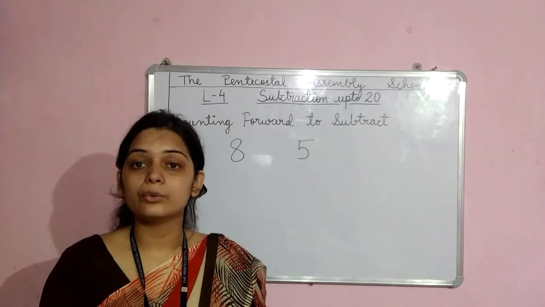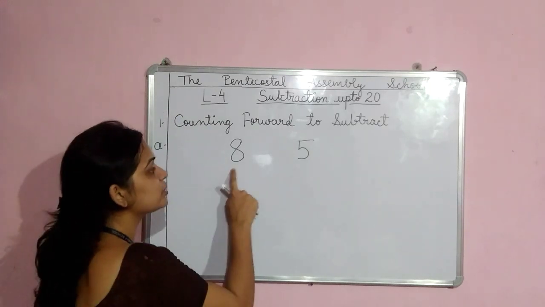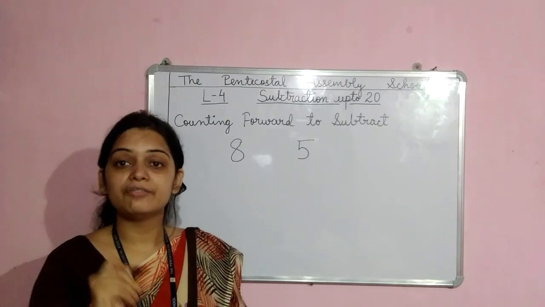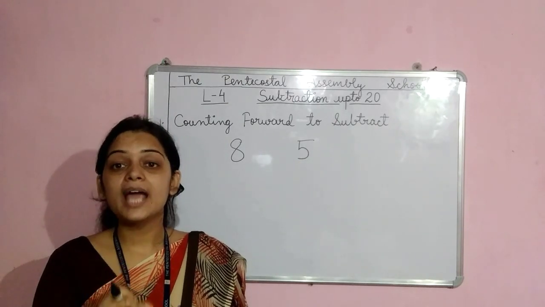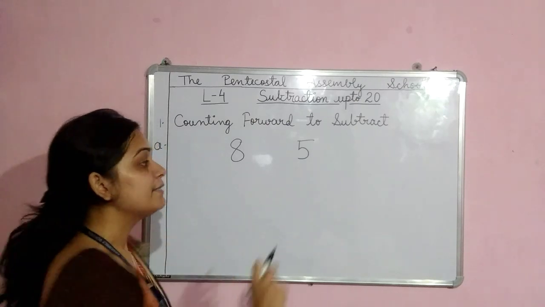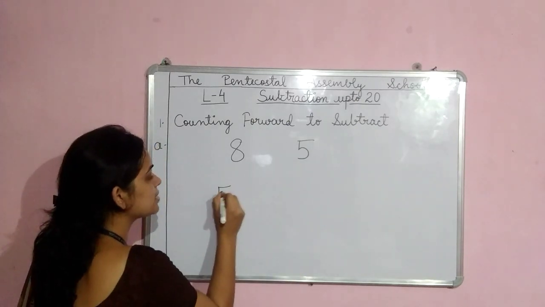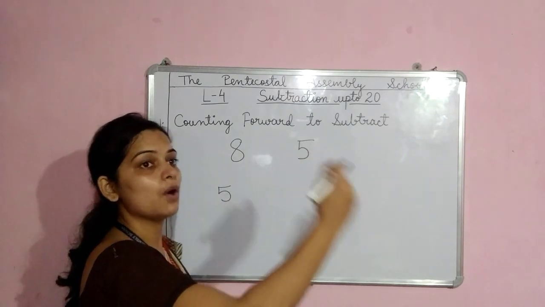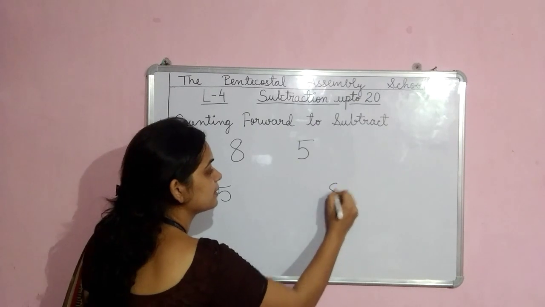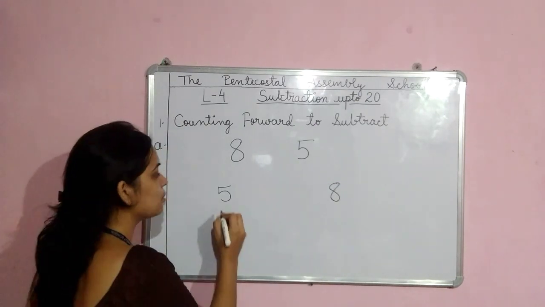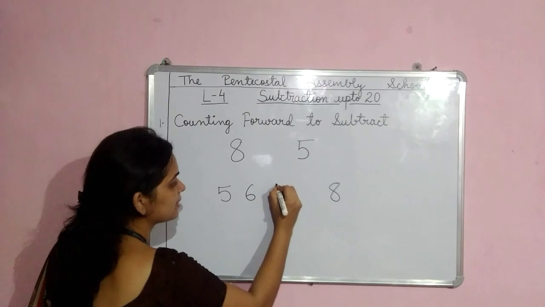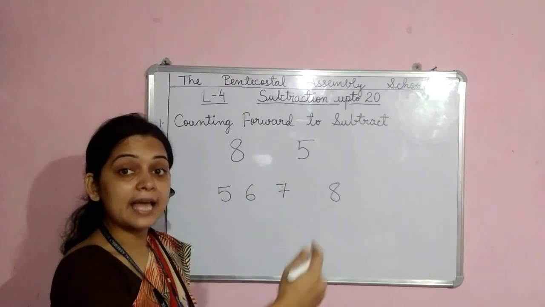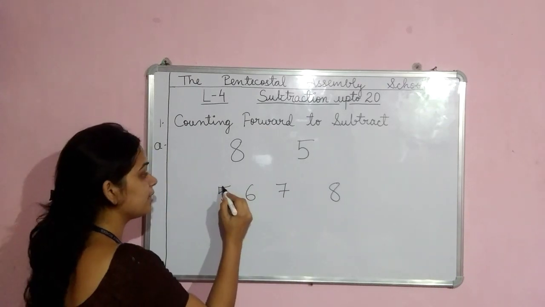How will we find out? We'll see which number is smaller, 8 or 5. In counting forward to subtract, we have to see the smaller number. 5 is the smaller number, so we will start from 5, and we'll start counting forward till 8. So after 5, what will come? 6, 7 and 8.